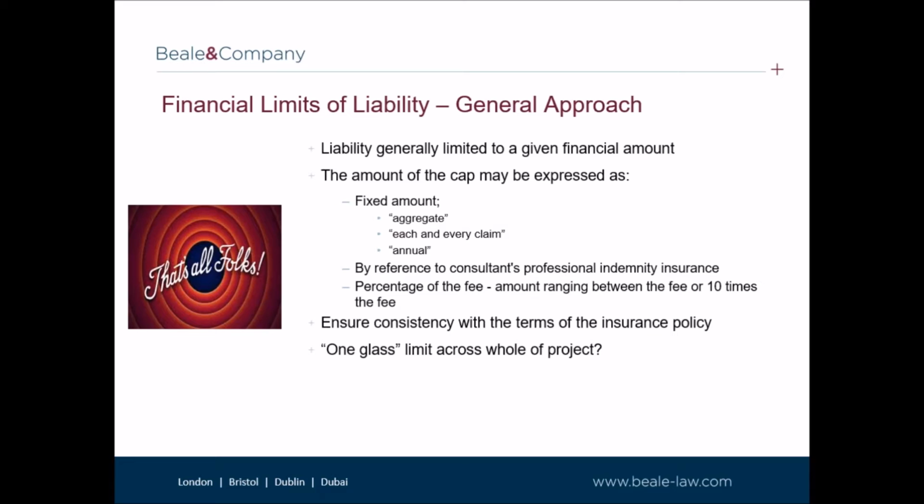There are various approaches, as you know, to such clauses. Perhaps the most common is limiting liability to an agreed financial amount, let's say 5 million, in the aggregate across the whole of the project. Other approaches include limiting liability to a financial amount on a per claim or an each and every claim basis, or to a given financial amount on an annual basis. Obviously, a financial limit of liability in the aggregate is preferred, as this would give the consultant comfort, as I say, to its total exposure.